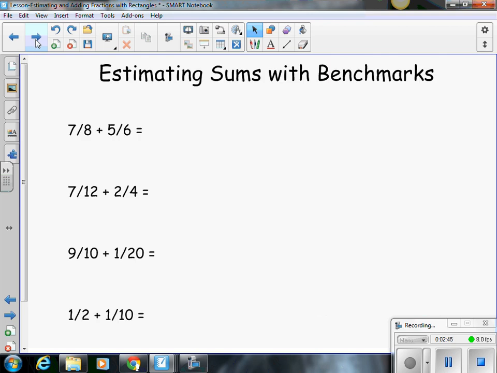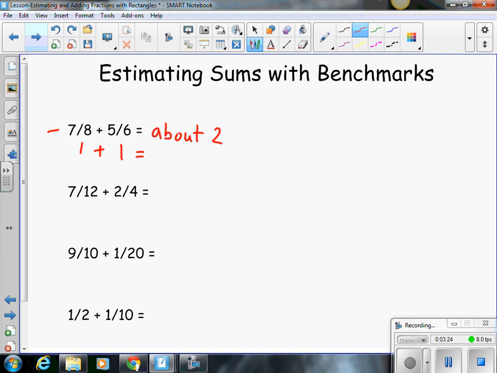All right, now we're going to estimate sums with benchmarks. Remember that a sum is just the answer to an addition problem. So we know that we will be adding, but we'll be estimating to get our sums. So our first problem is 7/8 plus 5/6. So first I need to estimate 7/8. Well, 7/8 is really close to 1. And 5/6 is also really close to 1. So I know that my answer is going to be about, because it's not an exact number, about 2 wholes, because 1 plus 1 equals 2.